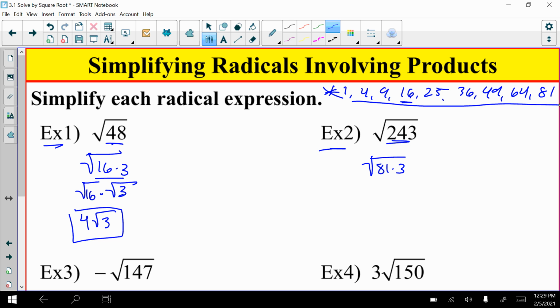Okay? I'm gonna use my little rule, break this thing up, write them both underneath the square root, look at it one at a time. So the square root of 81 is 9, and the square root of 3 is just some wacky decimal. Okay, that's what I'm gonna add.